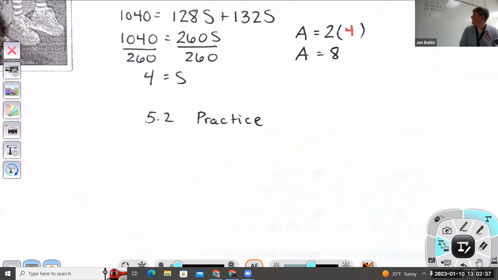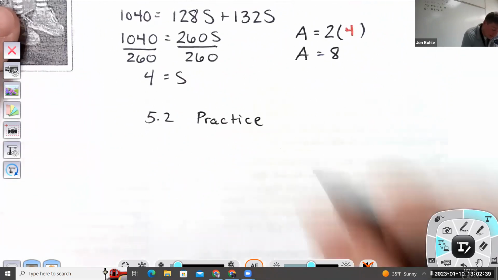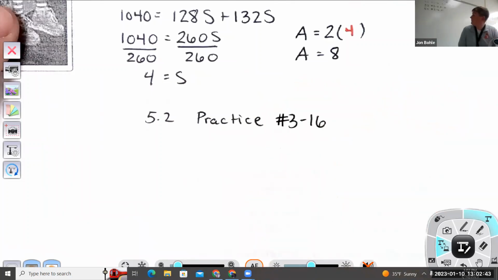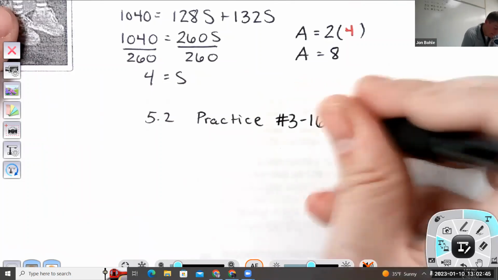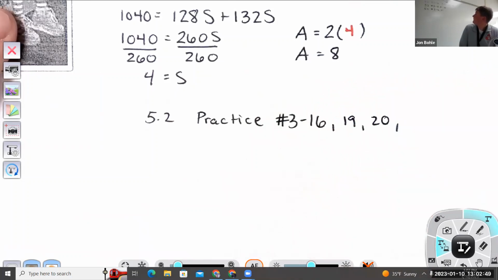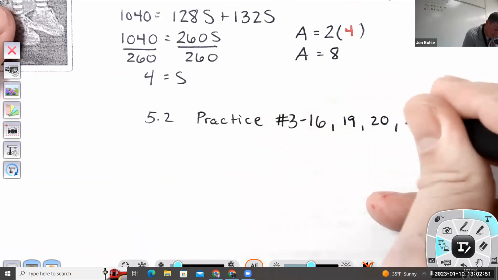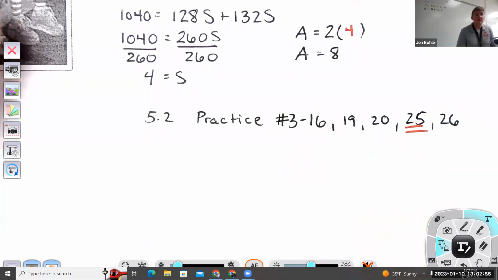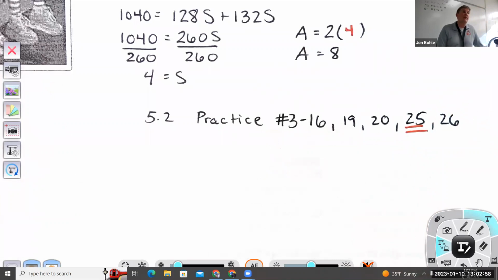That was short. I like that. This will give you plenty of work time. But remember, I'm going to do one more problem after this. Number 3 through 16, 19, 20, 25, and 26. Okay, it looks like I underlined 25. So my guess is that's a word problem, and that is most similar to your learning target / test.